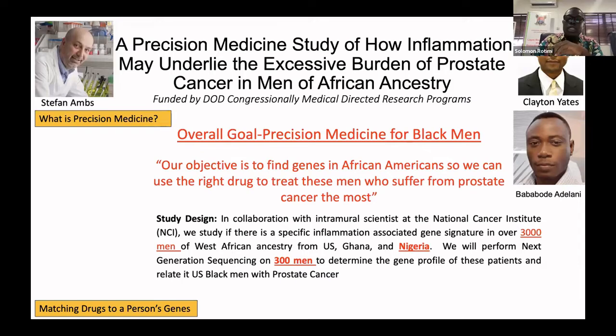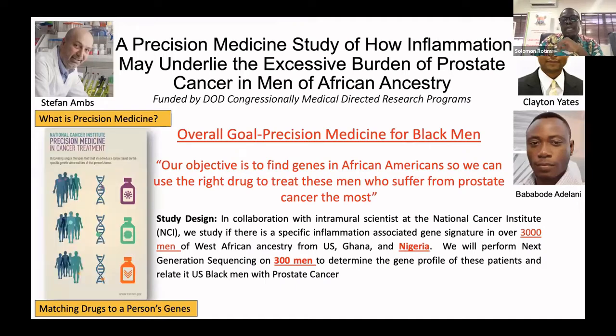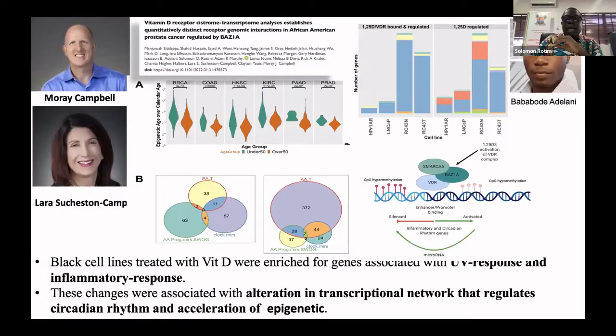But then we're studying how vitamin D plays a role in prostate cancer, particularly in those of West African ancestry, West African men. We clearly showed that, and this study is now submitted for publication, and you could look at it on bioRxiv if you are so interested. We showed that what vitamin D does, among other things, is regulate circadian rhythm, thereby also influencing inflammation, and also having some epigenetic regulation.